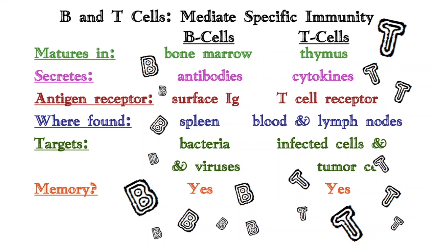Then you have the antigen receptor. We're going to talk about the Ig. That's usually going to be in the B cell, okay, the surface Ig, which you're not going to have on the T cell. You're going to have a specific T cell receptor. B cells are going to be found a lot in the spleen, while the T cells in the blood and lymph nodes. The B cells are going to target bacteria and viruses, T cells many times infected cells and tumor cells. And they both have a memory, so these are specific.